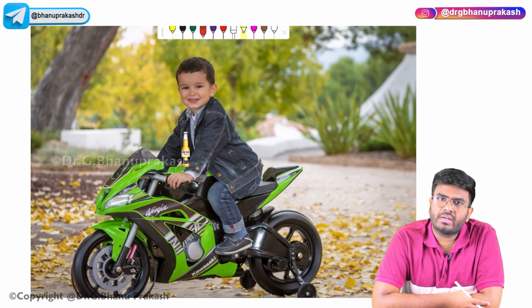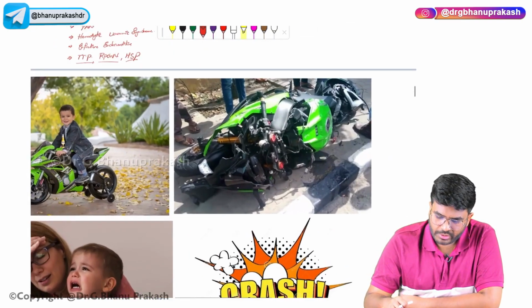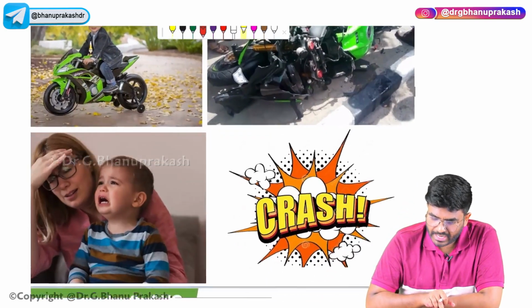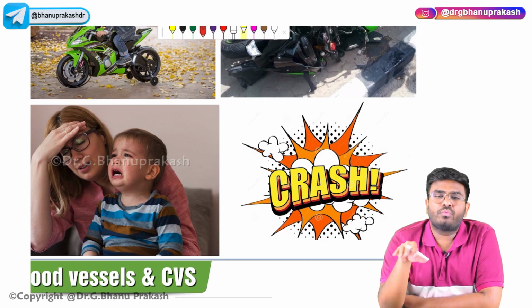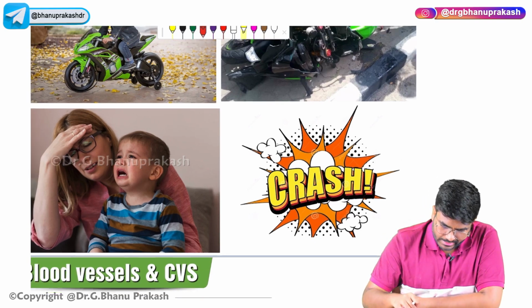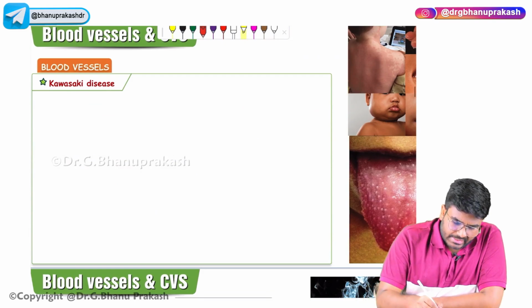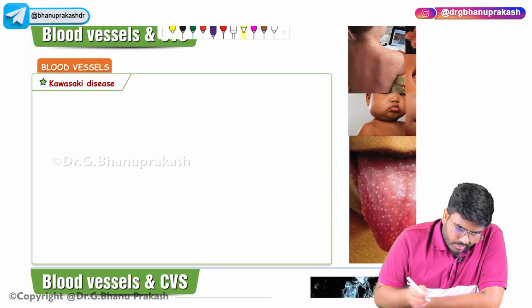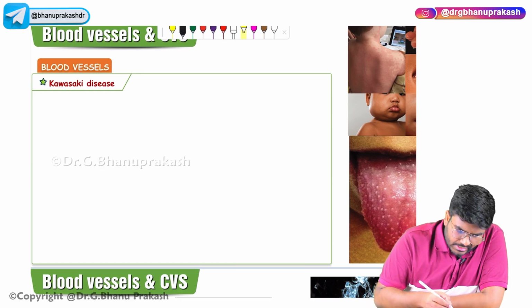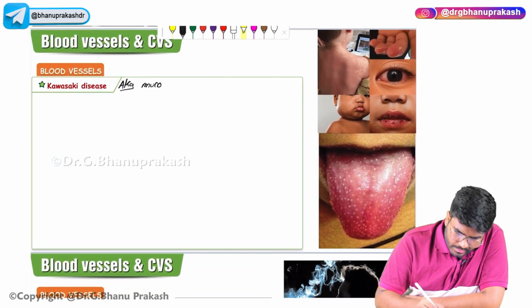What's going to happen? Definitely, this is not something good. He is going to crash the bike, so there will be a crash. Just use this as a mnemonic to frame the story. I am just showing you this. Now, Kawasaki disease. I have shown you all this because Kawasaki disease, first of all, starts something like this. It's also called mucocutaneous lymph node syndrome.